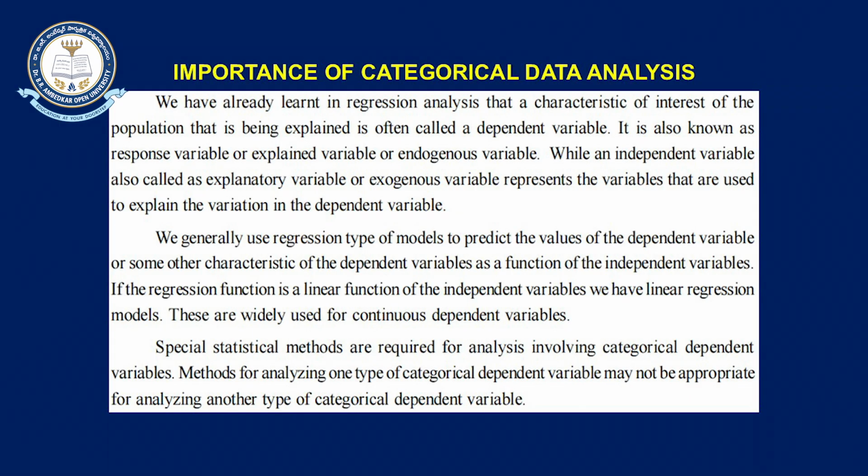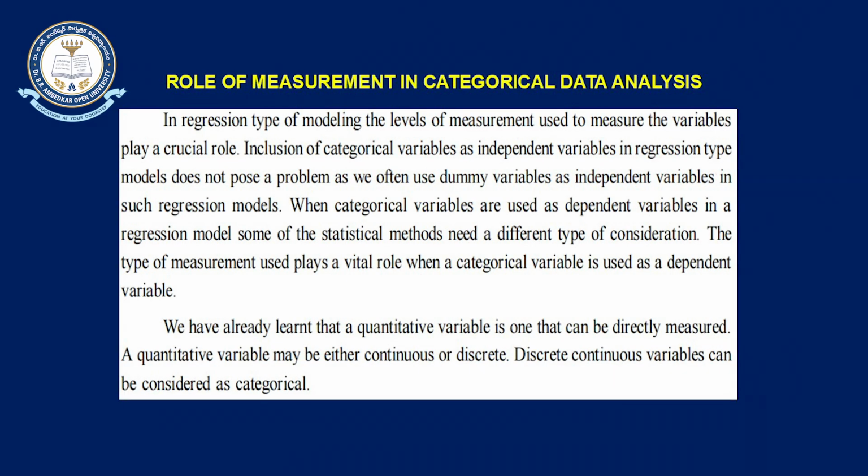So regression analysis can be used with categorical data, and general regression type models predict the dependent variable, some other characteristic of the dependent variable, as a function of the independent variables. It is widely used with a continuous dependent variable. These are the importance of categorical data analysis. Categorical regression analysis is one example I am taking: statistical methods required for the analysis of various categorical dependent variables, and approaches for analyzing the various types of categorical dependent variables. Next is the role of measures in categorical data analysis.